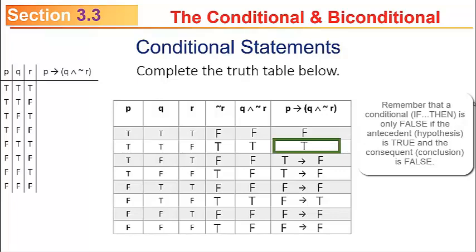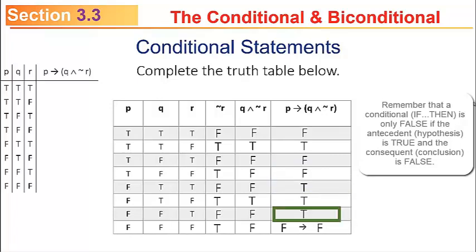So it's true here. There's a true implies false, so that's false. There's another true implies false, so that's false. The rest are not true implies false. So as you scan down the list, you're looking for true implies false. Those particular ones are false. The rest of them are true. And voila, you have the truth table completed.